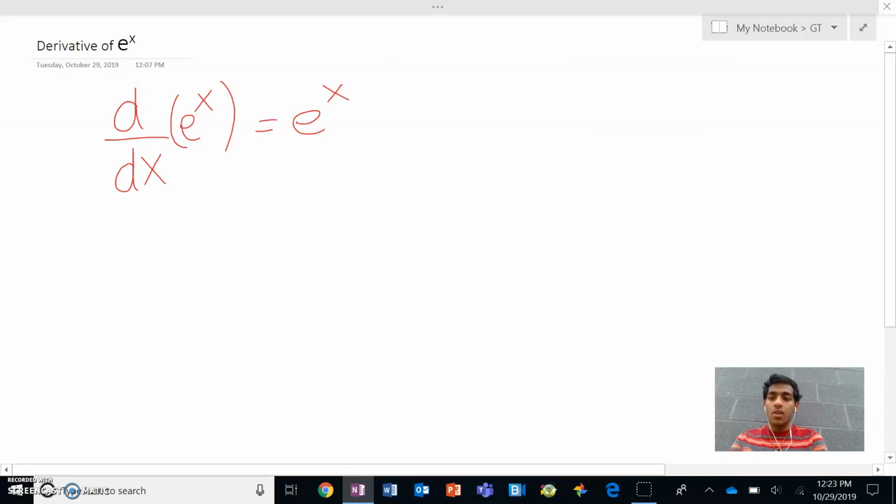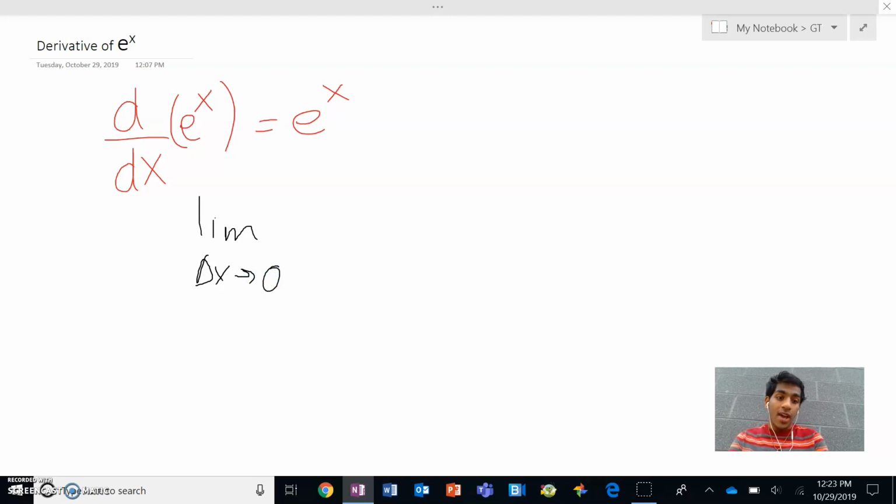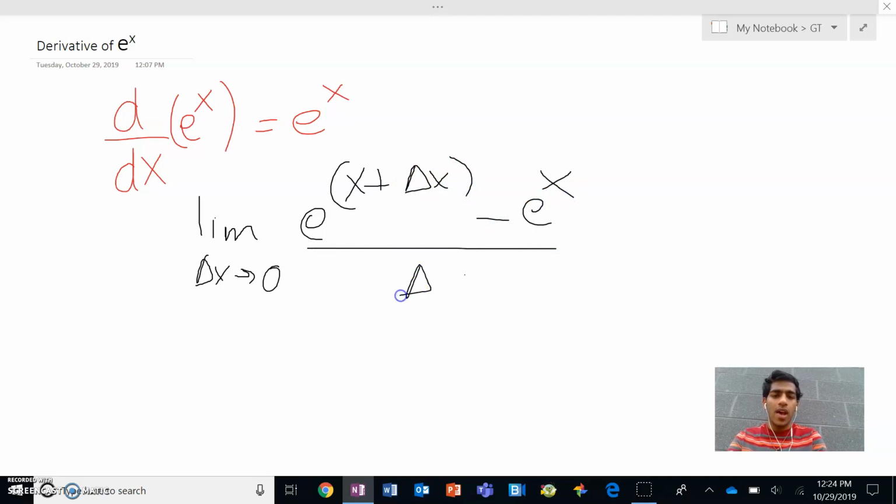So, a derivative of a function can be expressed as a limit. The limit is as delta x, an imaginary variable that is infinitesimally small and just gets smaller, approaches 0, because I want to find the derivative at a specific point. For the function e raised to the x, that is the limit of e raised to x plus delta x minus e raised to the x, over delta x.